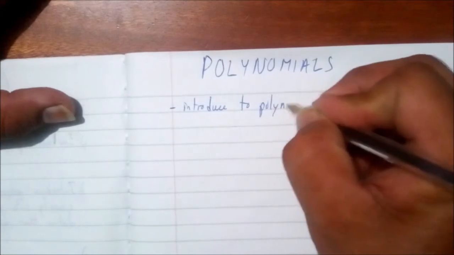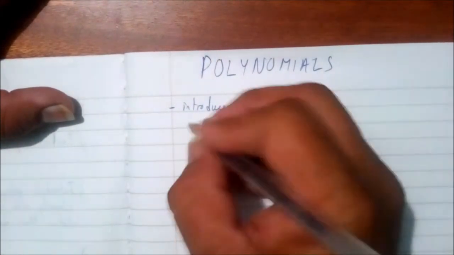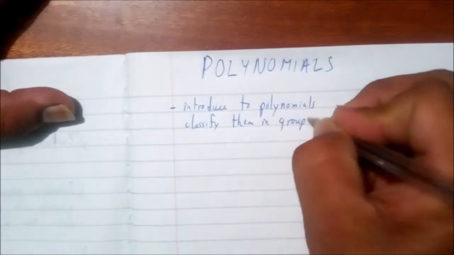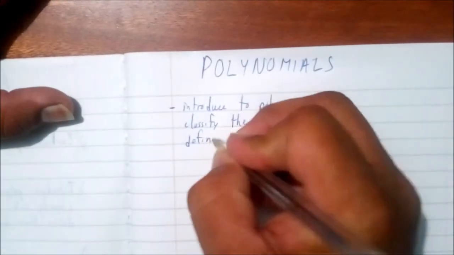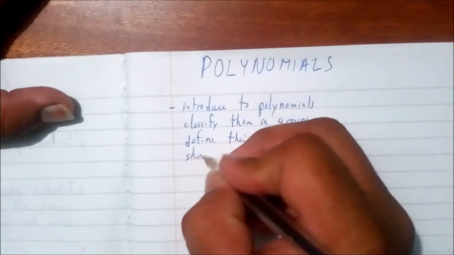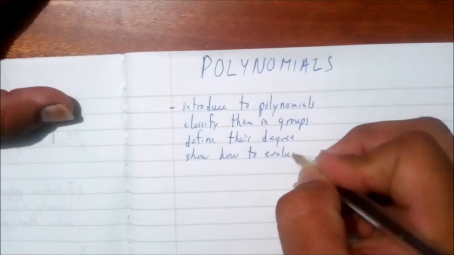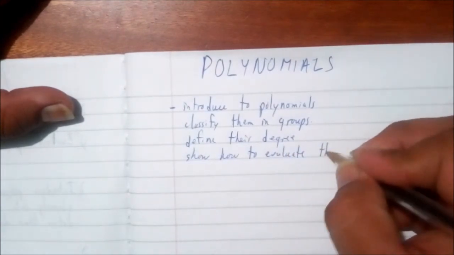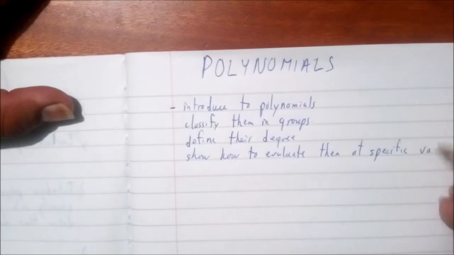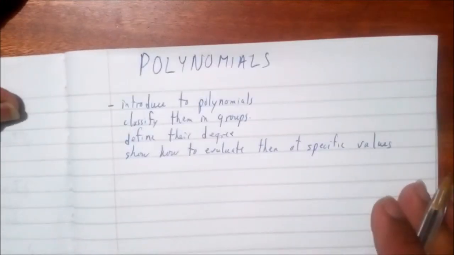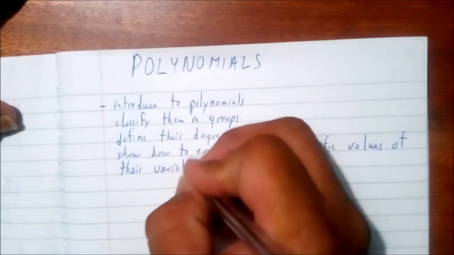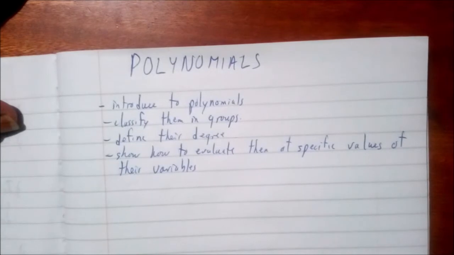to polynomials. Okay, we will classify them into groups, define their degrees or degree, and show how to evaluate them at specific values of their variables. So those are the four main points we'll be looking at with polynomials.